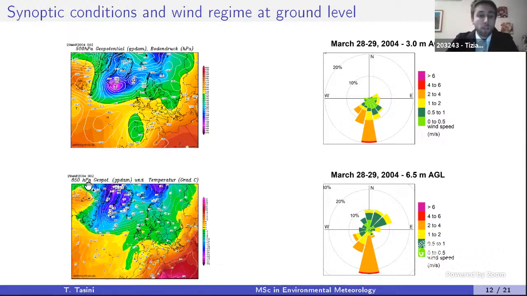Bottom left, the 850 hectopascal geopotential map with cold air that is confined to the north of the alpine chain. Top right, the windrose 3 meters above ground level with prevailing southwesterly winds. And bottom right, the windrose 6.5 meters above ground level with prevailing winds from southwest during daytime and a small wind component from the northeast during nighttime. So these windroses show the presence of breezes along the Adige Valley.